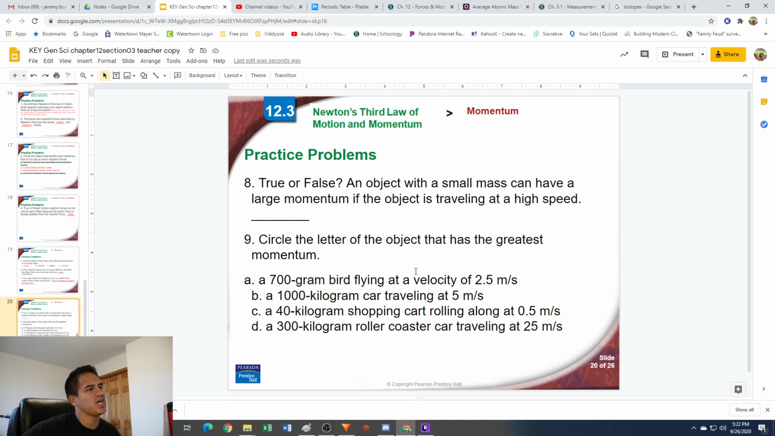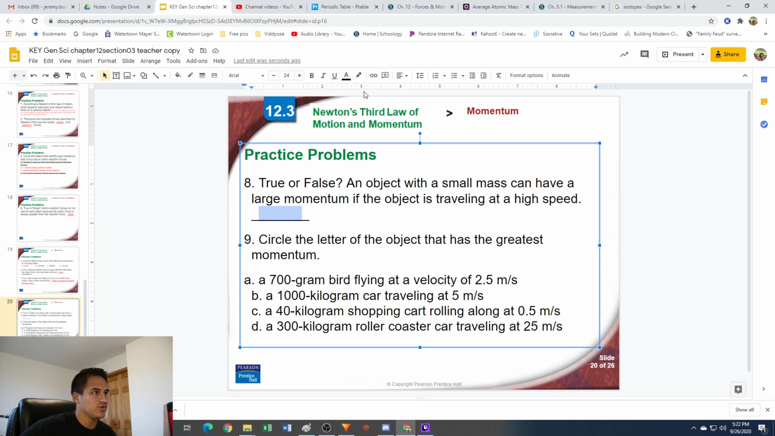Number 8, true or false? An object with a small mass can have a large momentum if the object is traveling at a high speed. This is true. The two factors that determine momentum are mass and velocity. So if your mass is small, but your velocity is very high, you will have a lot of momentum. A key example of this would be a bullet. Bullets are not very big, but they travel at a very fast speed. They're very difficult to stop. They have a lot of momentum. So, yeah. Number 9, circle the letter of the object that has the greatest momentum.